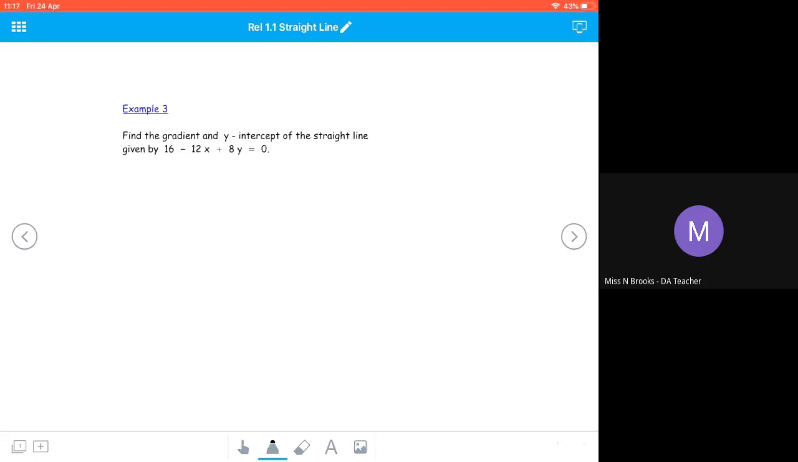So the final example, we've got the gradient and the y-intercept that we want to find of the straight line given by 16 minus 12x plus 8y equals 0. So again, let's write y equals mx plus c because we're dealing with straight lines, and that will give us an idea of what we're trying to do. We want to rearrange the subject to y. So let's write that term first. So we've got 8y, and then we're going to write plus 16 minus 12x equals 0.